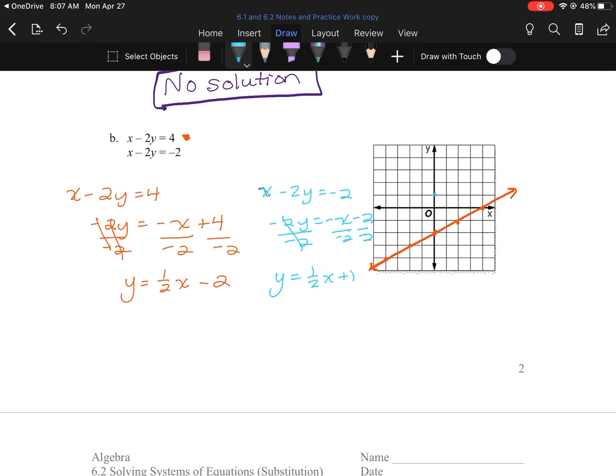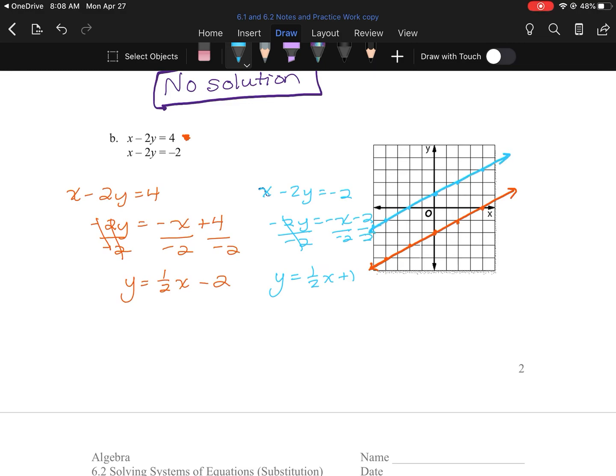Negative divided by negative is a positive 1. So now I have to go up 1 and put a dot. And then slope is up 1 to the right 2. And I can go down 1 to the left 2. Let me make my line.